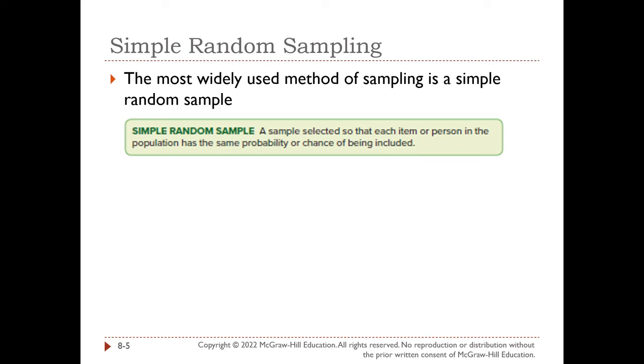So, simple random sampling is, again, the most widely used method of sampling. Yeah, it is the most widely used. It's the easiest, to be honest. We just draw names out of a hat and go, hey, answer me these questions. It's really it. Everybody has the same probability of actually getting pulled. So it's an unbiased sample.